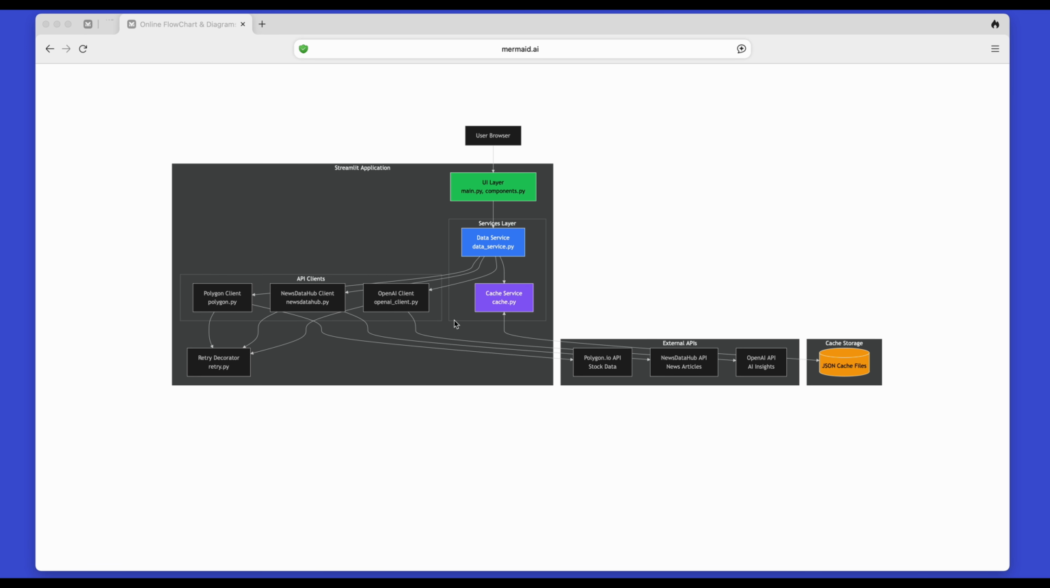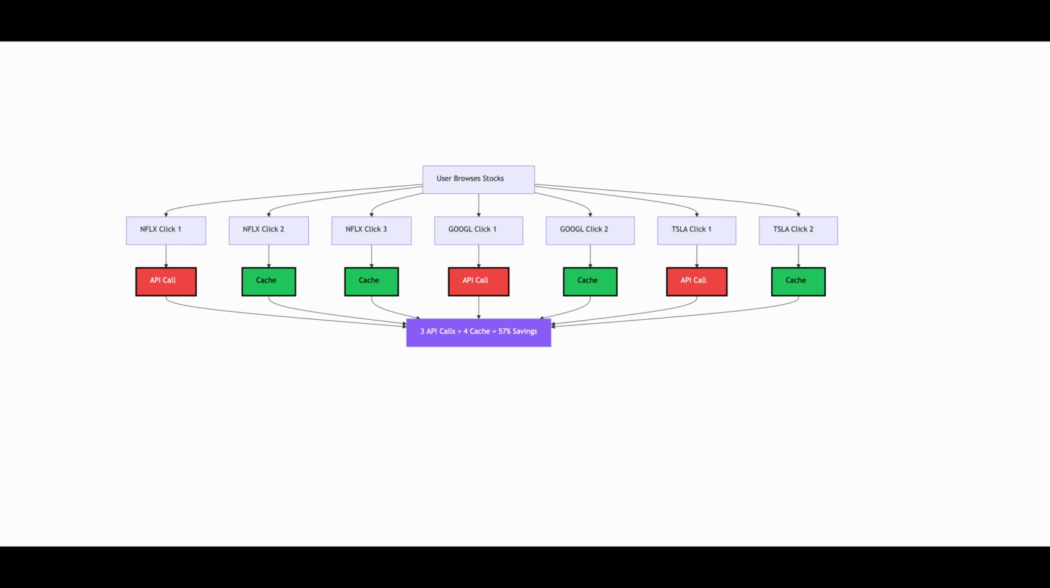Every API response gets saved to the cache with a timestamp. When the next request comes in, we check that timestamp. If the data is less than 10 minutes old, we just return it from the cache. No API call needed. So if a user clicks through all 3 stocks a few times, the first click on Netflix would be an API call. The second, third, fourth time would be cached data. This cuts the API usage dramatically and preserves your API quota.